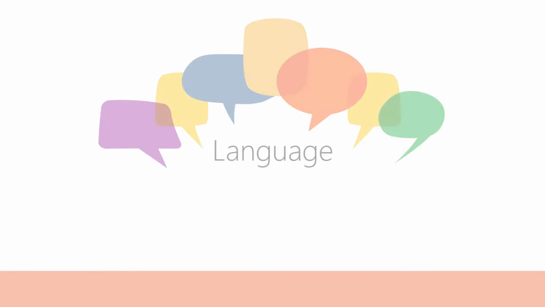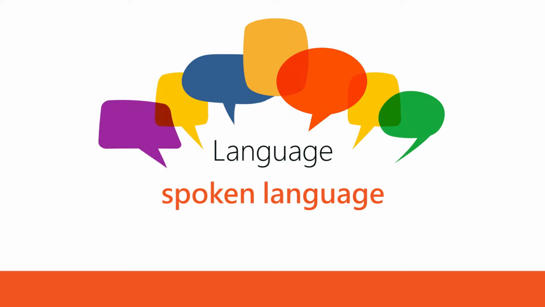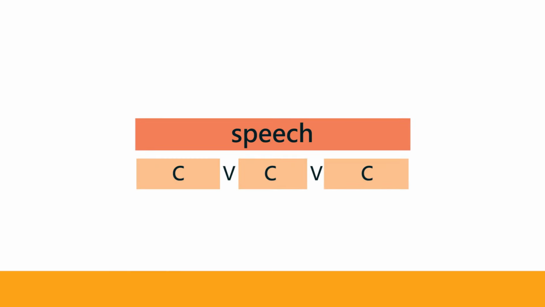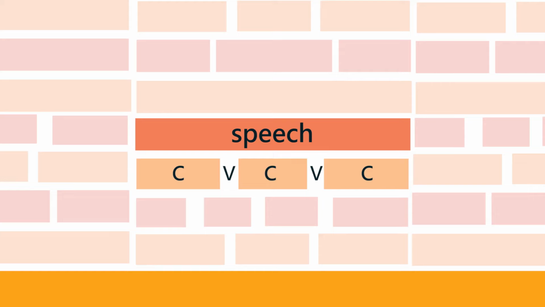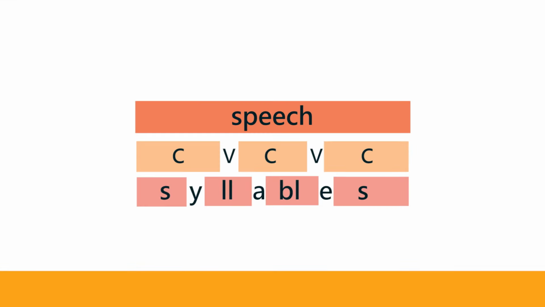So we know that in language, and by language I mean spoken language, which is speech, our speech is made up of consonants and vowels. You can look at language as a building and think of consonants as the bricks and the vowels as the mortar that connects the bricks together. So consonants and vowels join each other to form syllables.